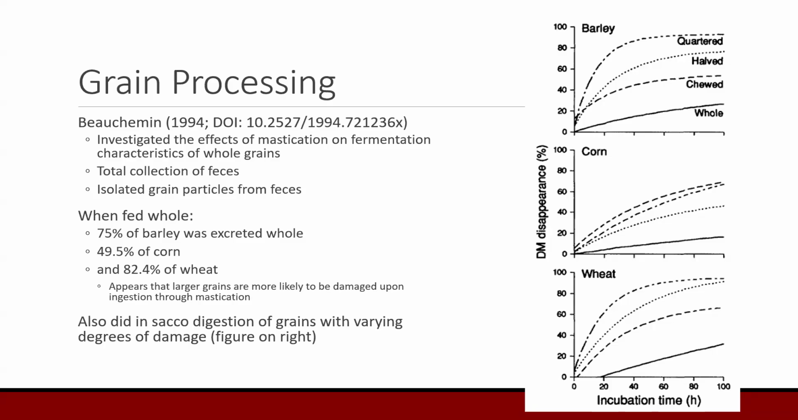So if you put any of these grains in whole, very little of it will be digested. The more you process it, the more likely that grain will be digested. Okay. So this is incubation time. This is kind of a typical dry matter disappearance curve from these in situ digestions. Okay. So you have a period of time where they have a rapid increase in disappearance, right, or digestibility, and then it kind of plateaus over time. Okay. Does that make sense?